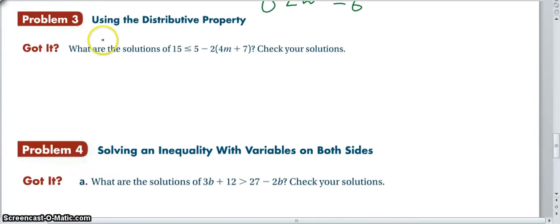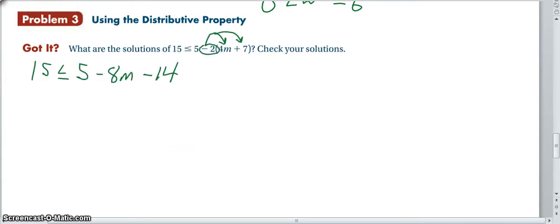Alright, so go ahead and try this one here on your own, and then plug in to check your solutions. Hopefully your first step was to distribute this negative 2, because it's negative 2 times 4m plus 7. So we distribute that, we get negative 8m, and then we get negative 14.